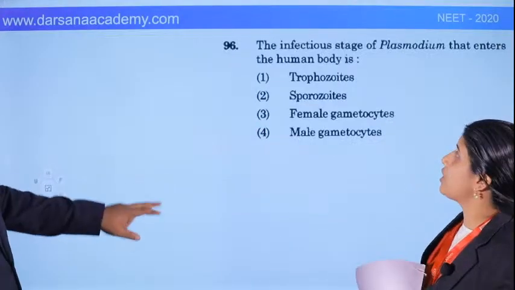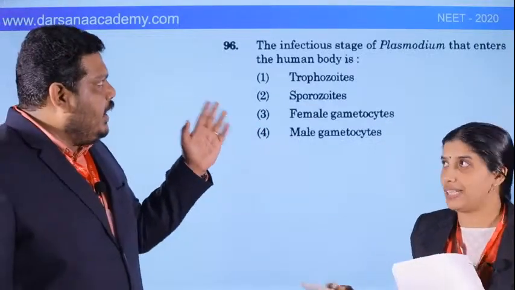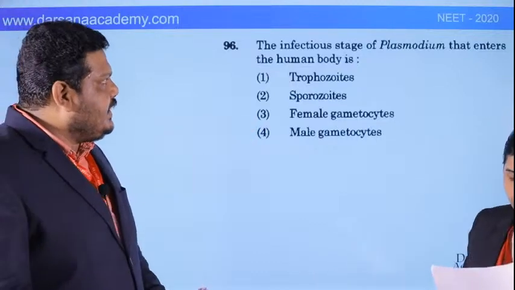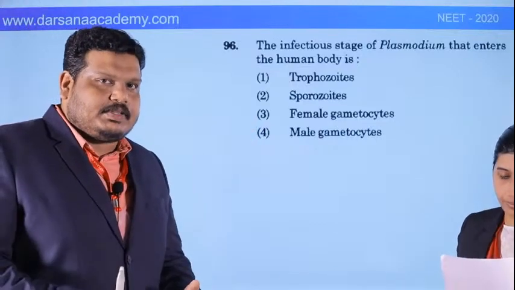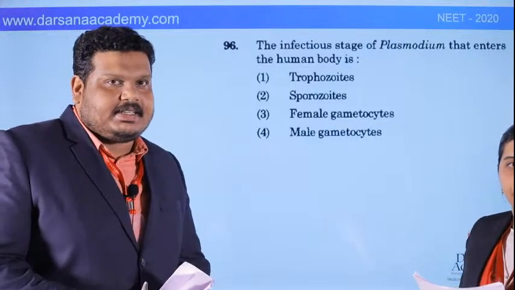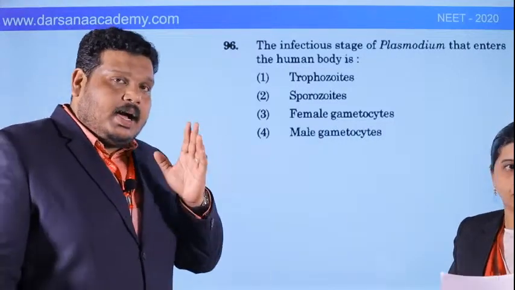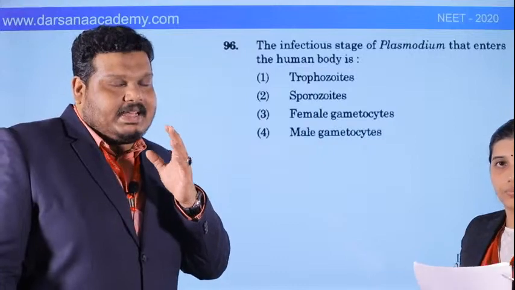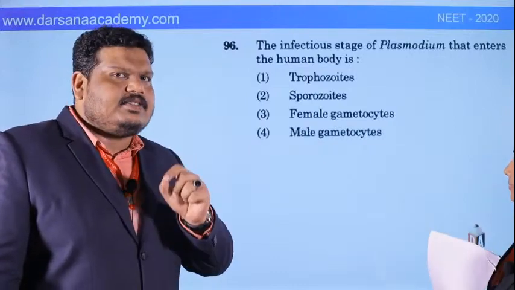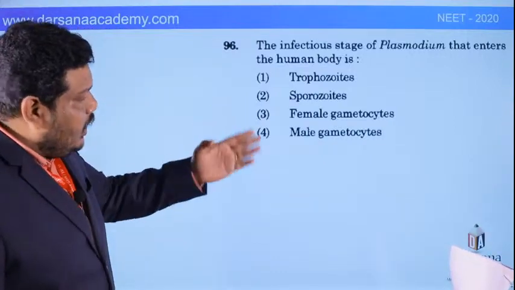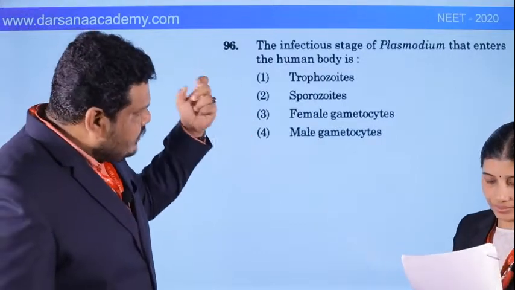Yes, what's the next question? We can see that it is related to zoology. The infectious stage of Plasmodium that enters the human body is the simplest question from the chapter Human Health and Diseases. This is elaborated in this chapter very clearly using an exact diagrammatic representation, and it is one of the important questions too. So the answer is direct and very clear.